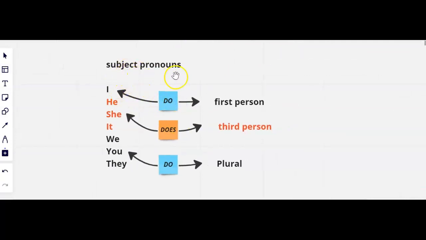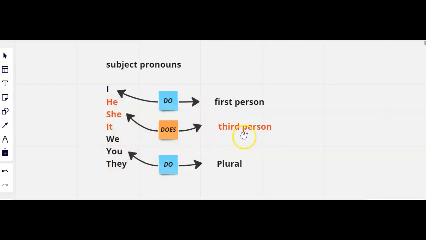So we have the subject pronouns right here: I, he, she, it, we, you, they. In this tense, we are going to have to use two auxiliaries, do and does. But in that case, for first person, in this case for I, you use do, and then for plural, you use do as well, okay? So we, you, they. Basically that's it.